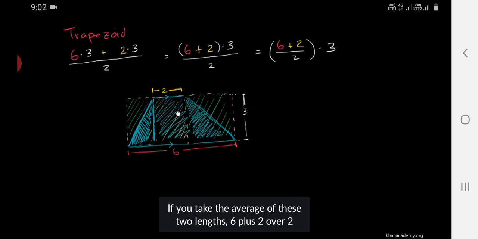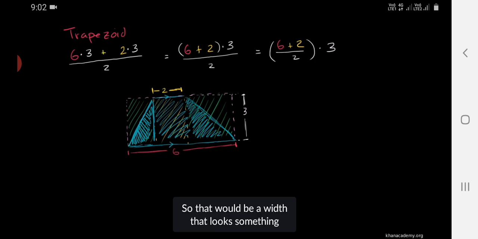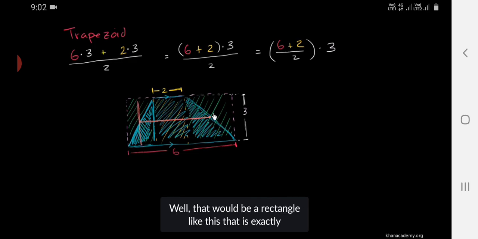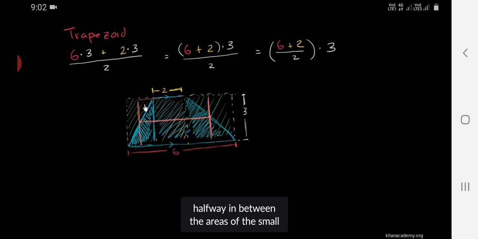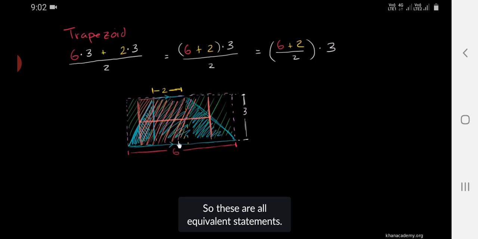If you take the average of these two lengths, 6 plus 2 over 2 is 4. So that would be a width that looks something like, let me do this orange, a width of 4 would look something like this, and you're multiplying that times the height. Well, that would be a rectangle like this that is exactly halfway in between the areas of the small and the large rectangle. So these are all equivalent statements. Now let's actually just calculate it.